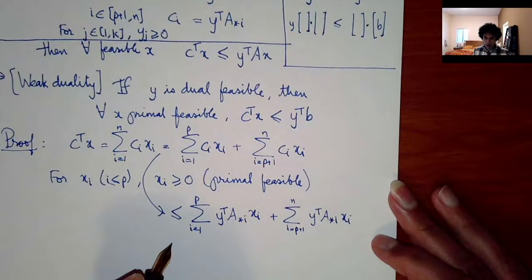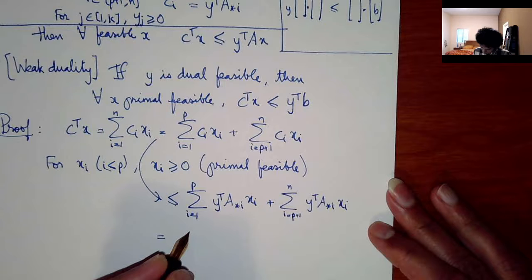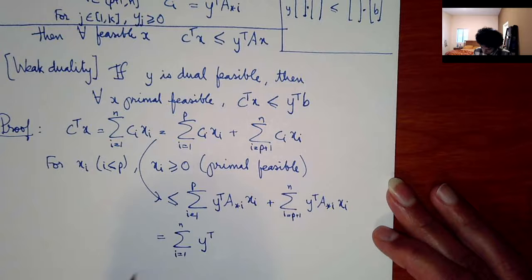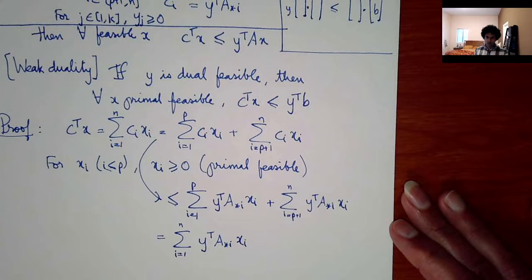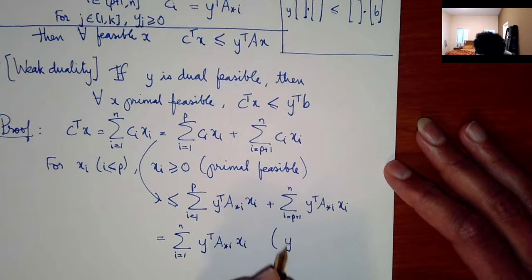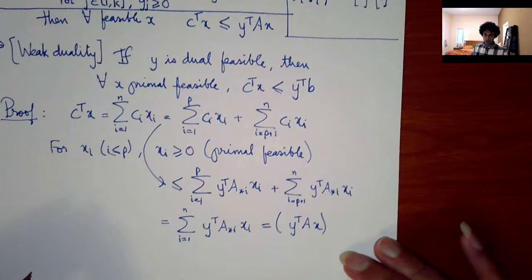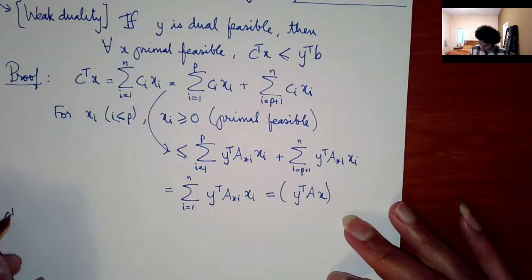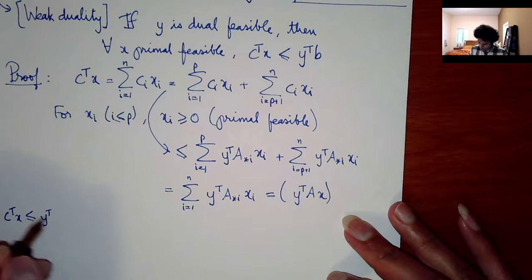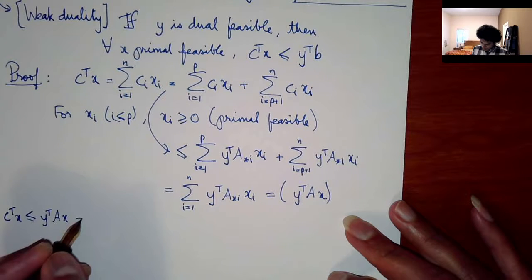And then we can combine this together. And so now we have the sum over i from 1 to n of y transpose A star i xi, which is really just a fancy way of saying y transpose Ax. So I'm able to upper bound by y transpose Ax. Now I'm going to split this out differently. So what I've proven is c transpose x is at most y transpose Ax.